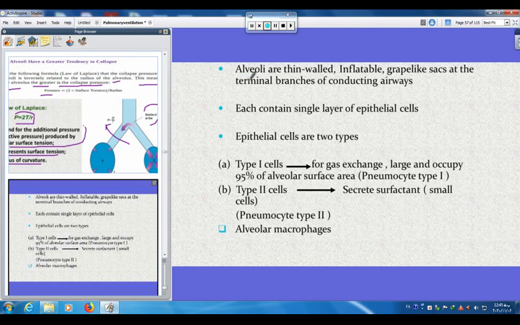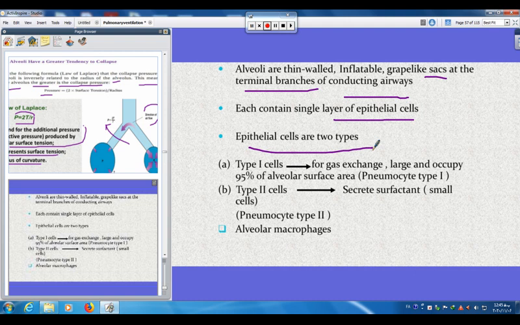we should know alveoli are thin-walled, inflatable grape-like sacs at the terminal branches of conducting airways. Each contains a single layer of epithelial cells. Epithelial cells are of two types. Type 1 cells are for gas exchange, large, and occupy 95% of the alveolar surface area. Another name for these cells is pneumocyte type 1.